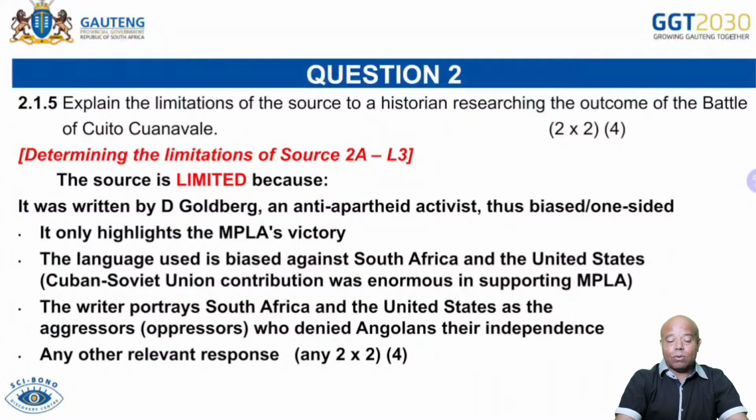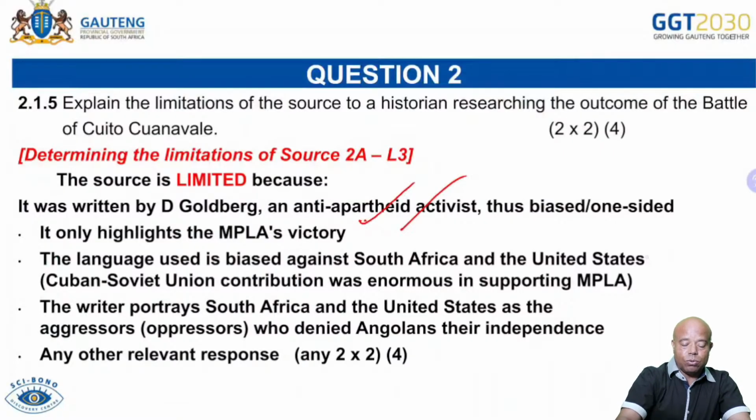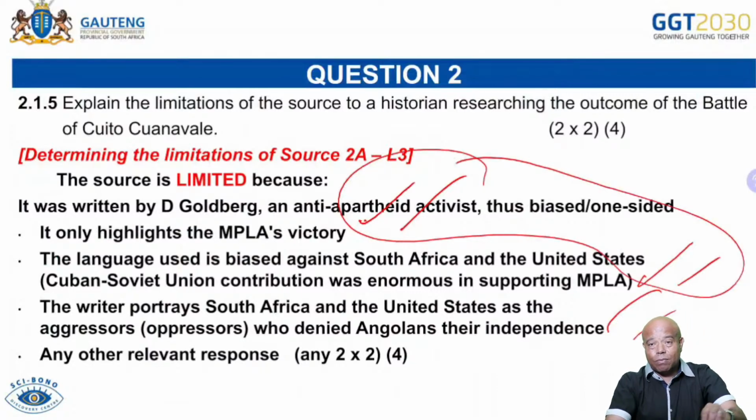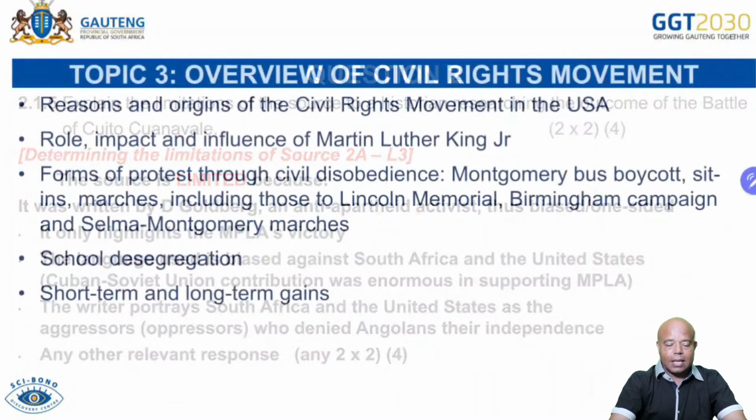And on the mark allocation, we can see 2 times 2. It means we only need 2 answers. So there's 2, there's 2, there's 2. But remember, we only need 2 answers. It doesn't mean that we don't need another, the last one. No. If one of the 2 is not there and that one is there, then it means 4 answers at the end of the day.